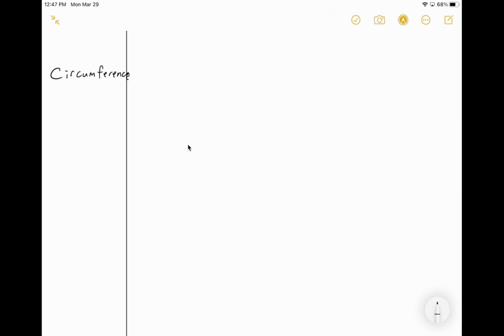All right, so what is circumference? Circumference is the distance around a circle. Kind of like the perimeter is the distance around a square, rectangle, or triangle. It's similar. It's the same concept, just for circles everything is a little bit different.